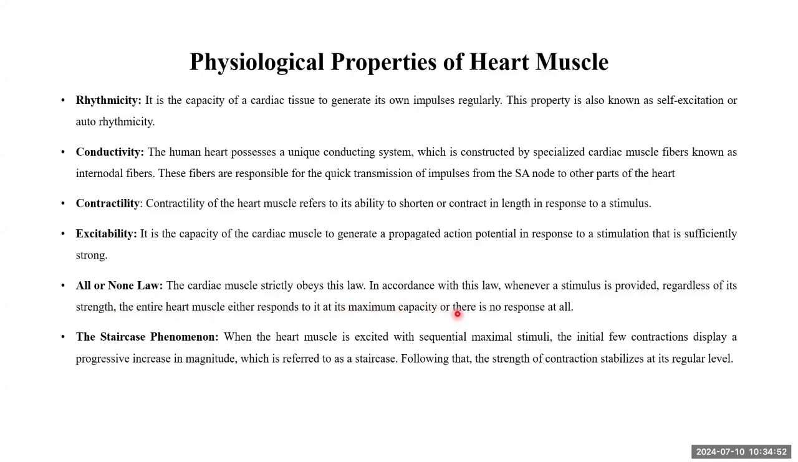So whenever there is a nerve impulse making the heart contract, even if one area of the heart is weak, or another area has good strength, whenever there is a nerve impulse, it simultaneously contracts regardless of its strength. So this is all or none. Either the heart contracts as a whole or it doesn't contract at all.